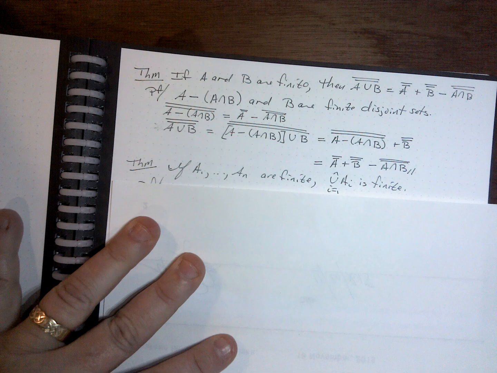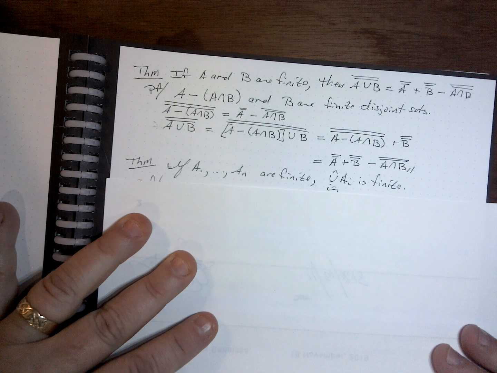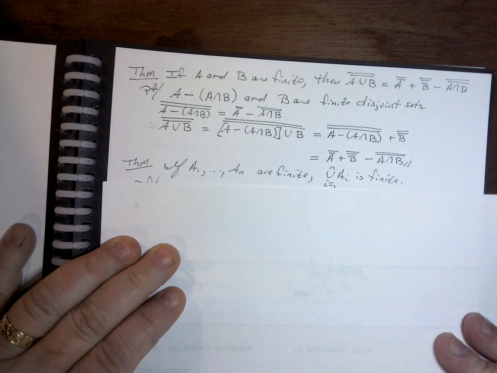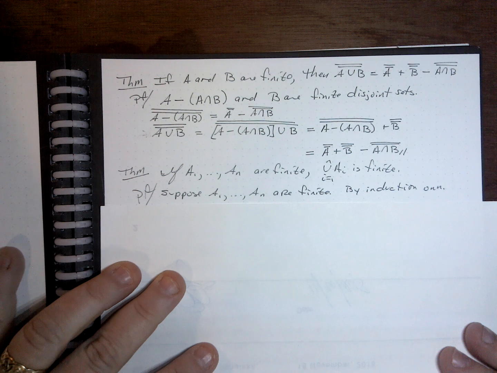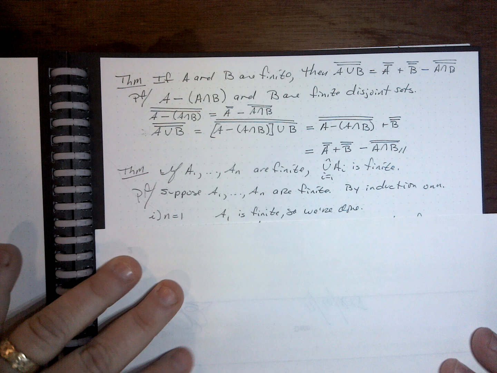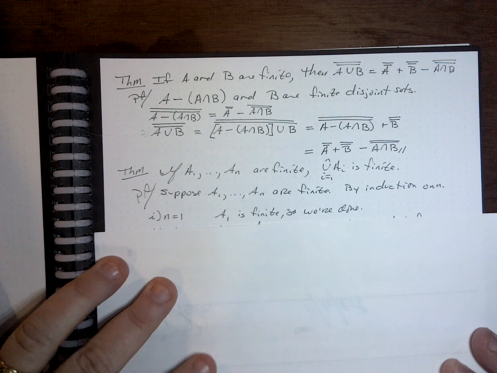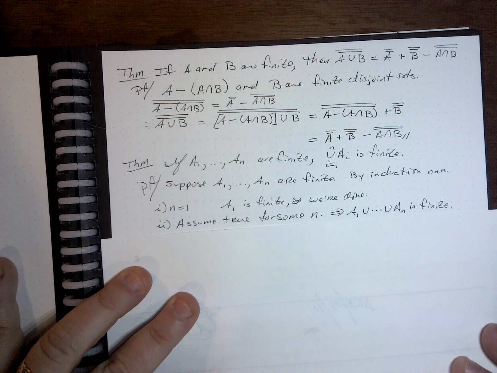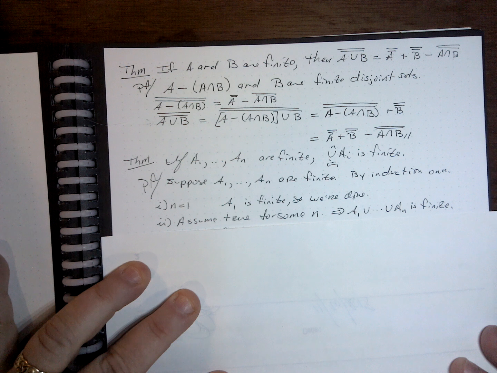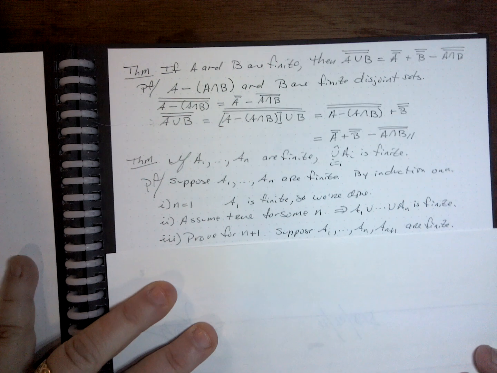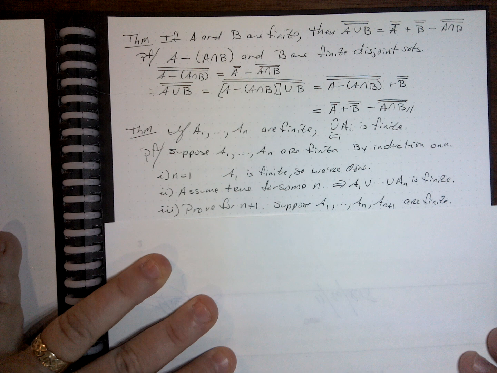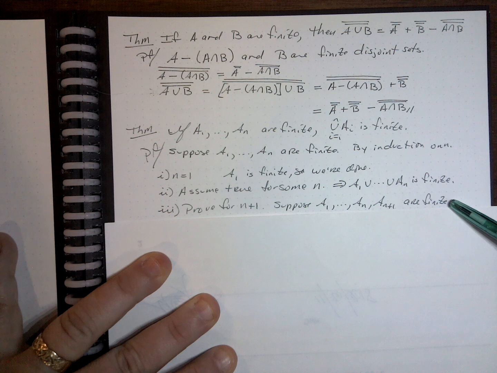If A1 through AN are finite, then the union is finite. It's key that there's a finite union of finite sets. Suppose A1 through AN are finite, by induction on N. If N equals 1, you only have one set. It's finite. We're done. Assume it's true for some N. In other words, if I have a collection of N finite sets, the union is finite. So let's look at N plus 1. Suppose A sub 1 through A sub N, A sub N plus 1 are all finite.